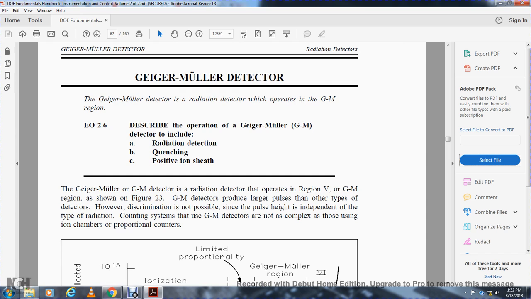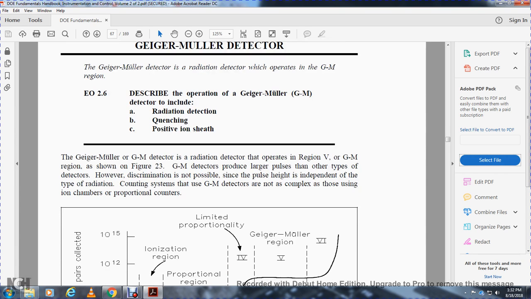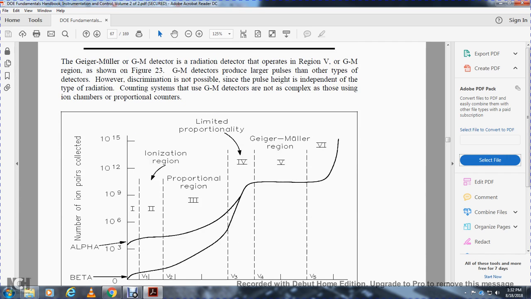The use of the Geiger-Muller detector is not as complex as using ionization or proportional counters. The number of ion pairs produced differs by type of radiation, ranging from about 10 to the 6th, 10 to the 9th, 10 to the 12th, up to 10 to the 15th.